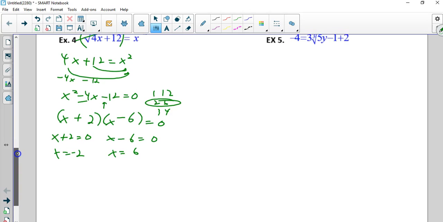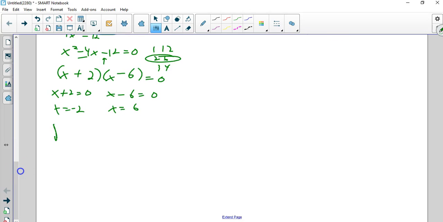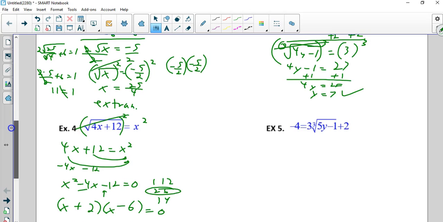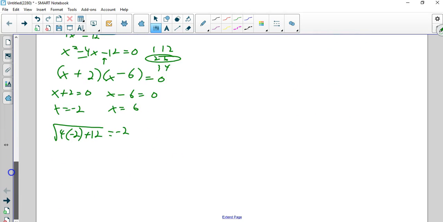So the square root of 4 times negative 2 plus 12 equals negative 2. And then the square root of 4 times 6 plus 12 equals 6. So this is negative 8 plus 12 equals negative 2, which right at the bat you should be able to say something's wrong. Yeah, the square root of a number cannot be a negative number. You can never get a negative from a square root, but let's see what happens here.